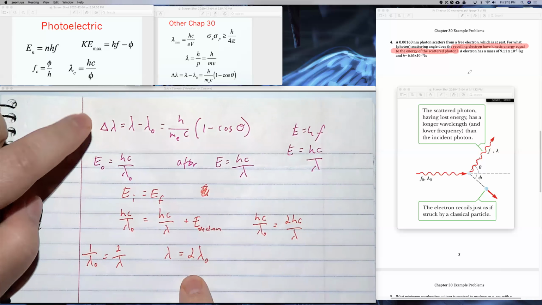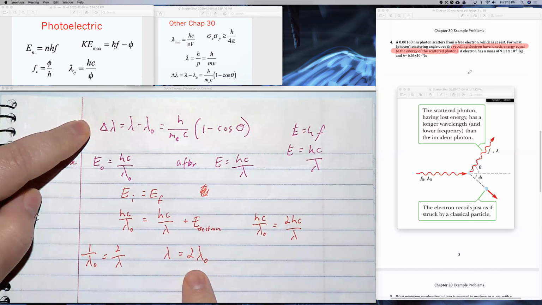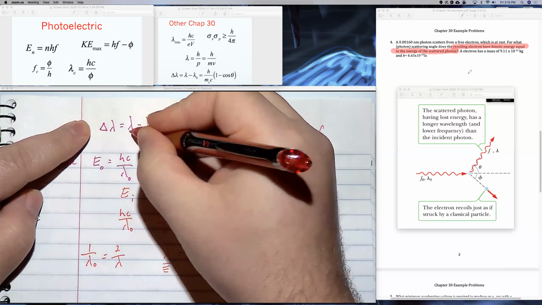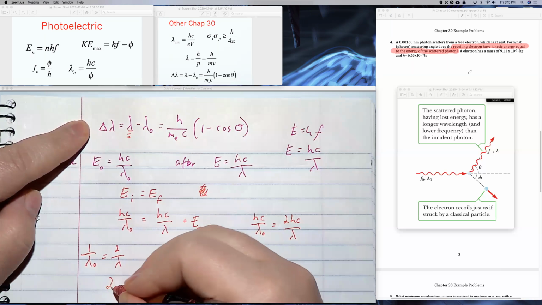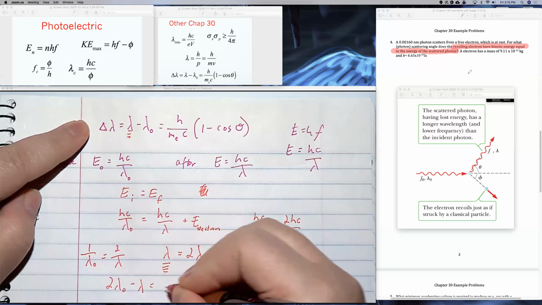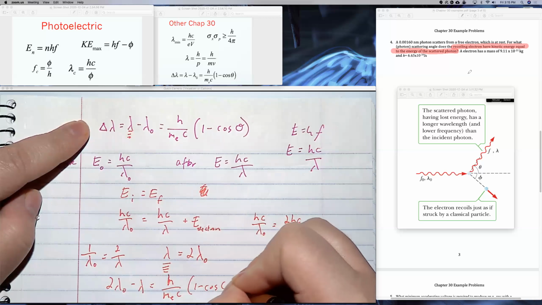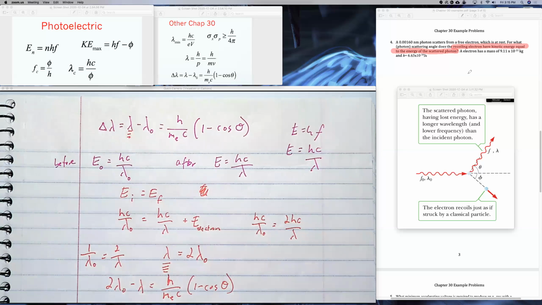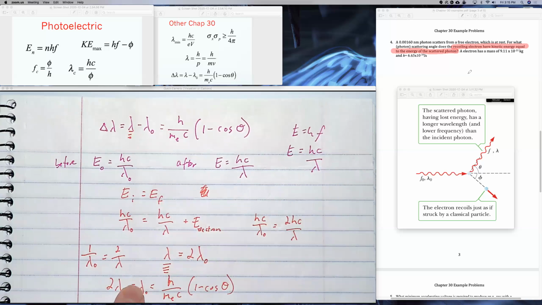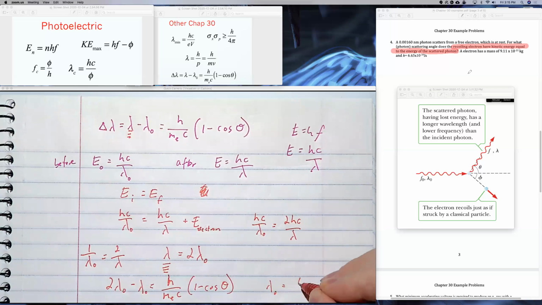And I want to take this and go back up to my Compton equation and say, okay, if lambda equals 2 lambda naught, I'm just going to plug it in here and say 2 lambda naught minus lambda equals h over MEC, 1 minus the cosine of the angle. But 2 lambda naught minus lambda naught, sorry, I missed that naught, is lambda naught. So lambda naught equals h over MEC, 1 minus cosine of theta.